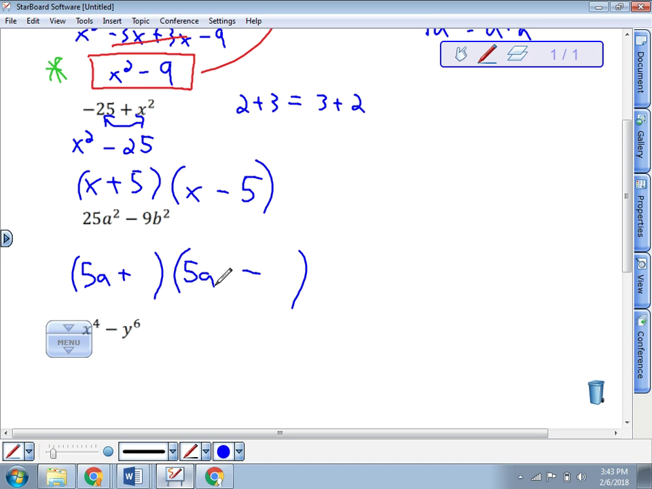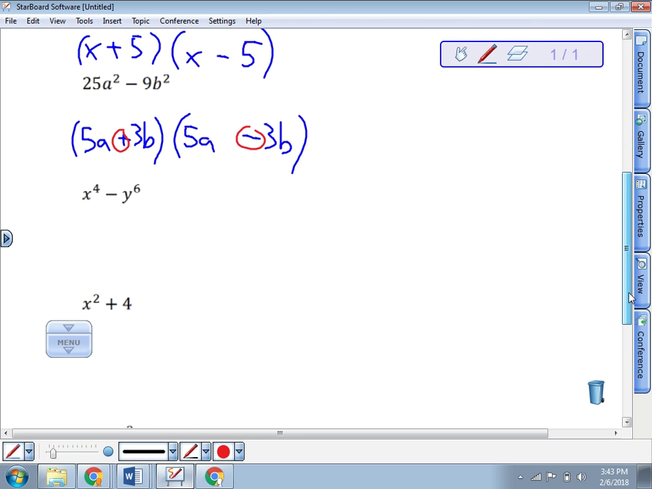Then I've got minus 9b squared. Well, I know the square root of 9 is 3 and 3, but since it's b squared, I need a b and a b. So notice, same two terms, same two values in each set of parentheses, but one's got a plus, one's got a minus. You can write the plus and minus in either order. It does not matter. Okay, here we go.